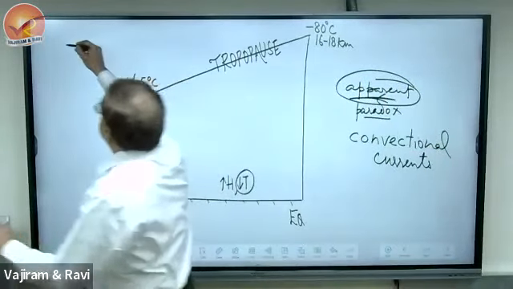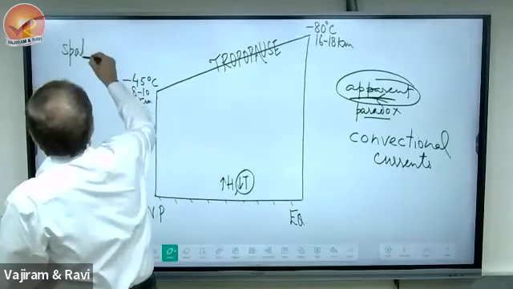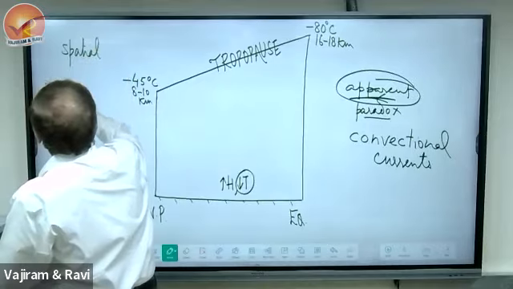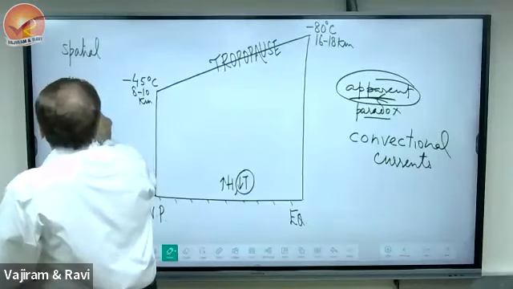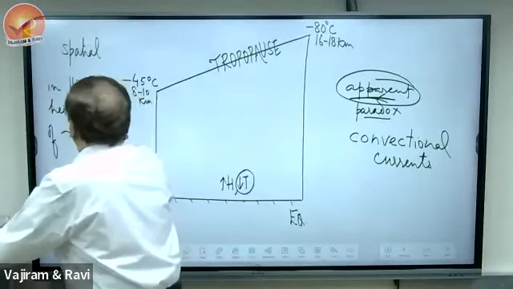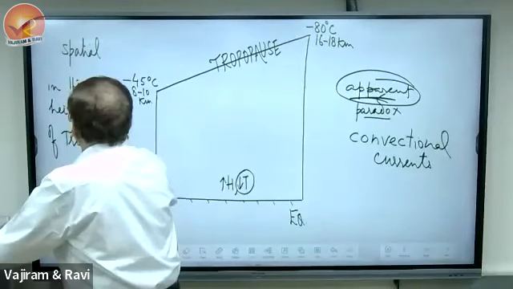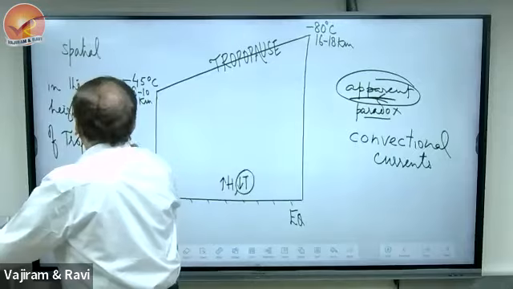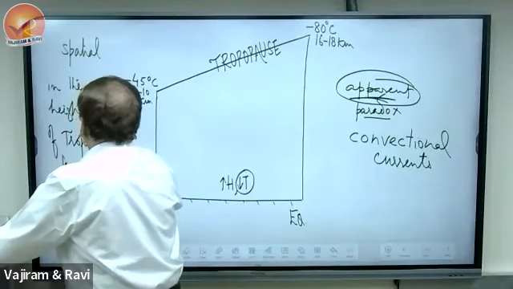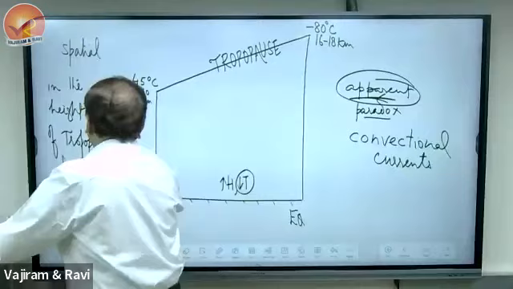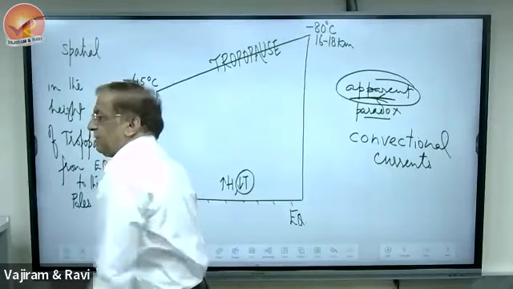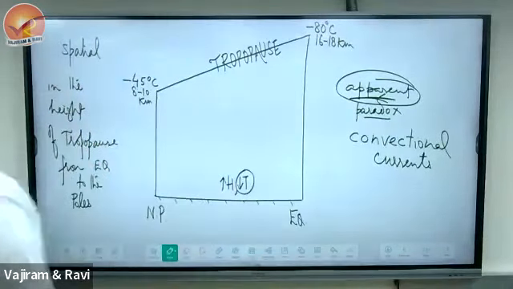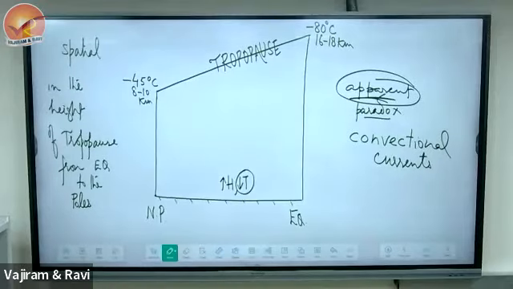Further, this all explains the spatial variation in the height of tropopause from equator to the poles, within bracket as shown in this diagram.